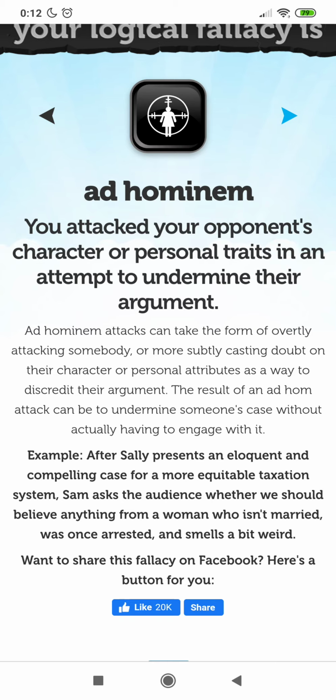Example: after Sally presented an eloquent and compelling case for a more equitable taxation system, Sam asked the audience whether we should believe anything from a woman who isn't married, was once arrested, and smells a little bit weird.